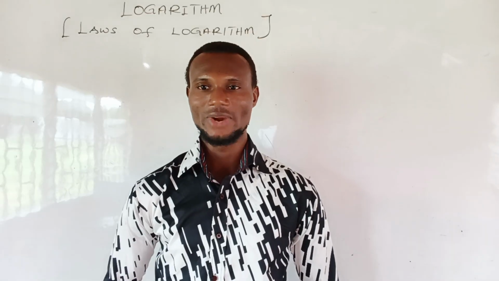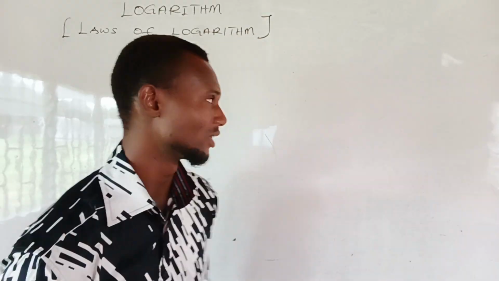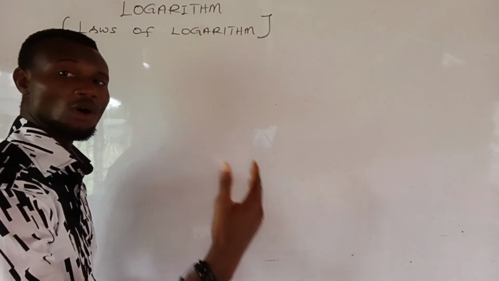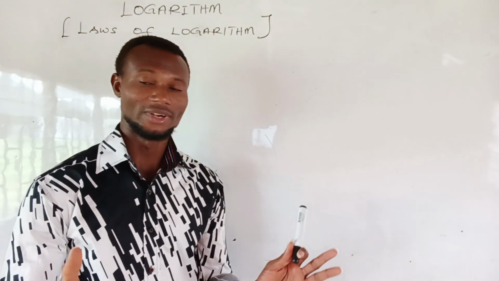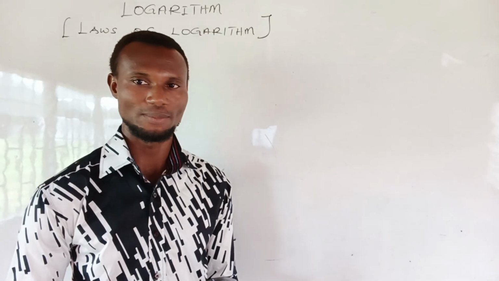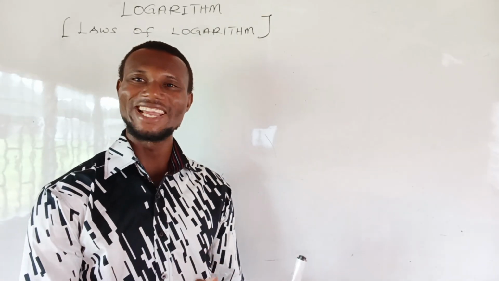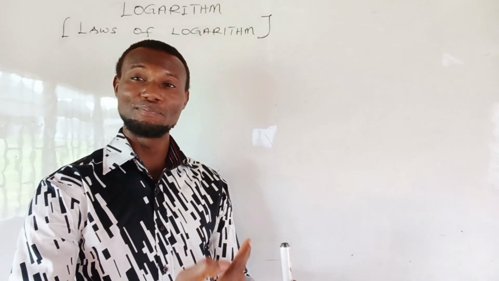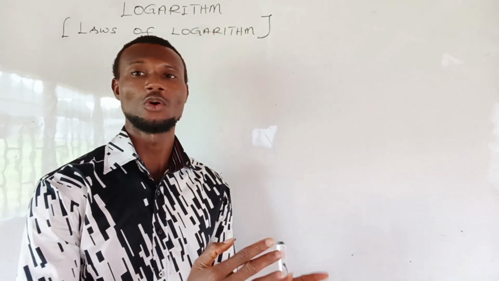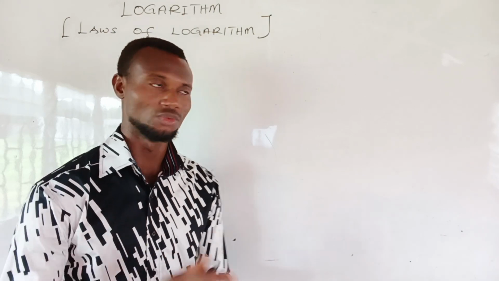Let me write it on the board for you to understand better. Okay, so now think of any number. Let's say 2. Let me use 2 here as an example. So the property says that the log of any number to the base of that same number is always equal to 1. So we are using 2 as an example.